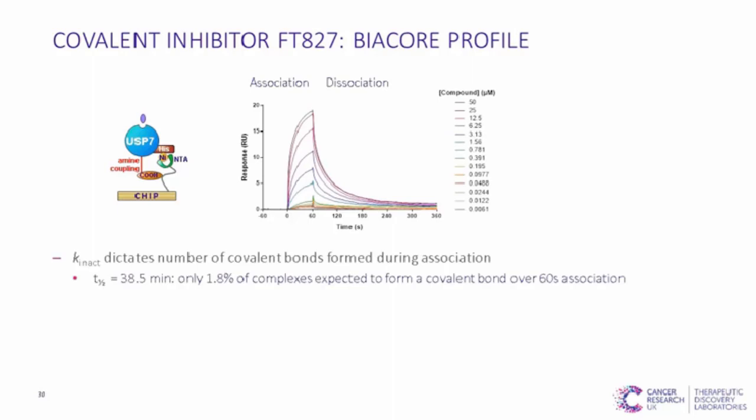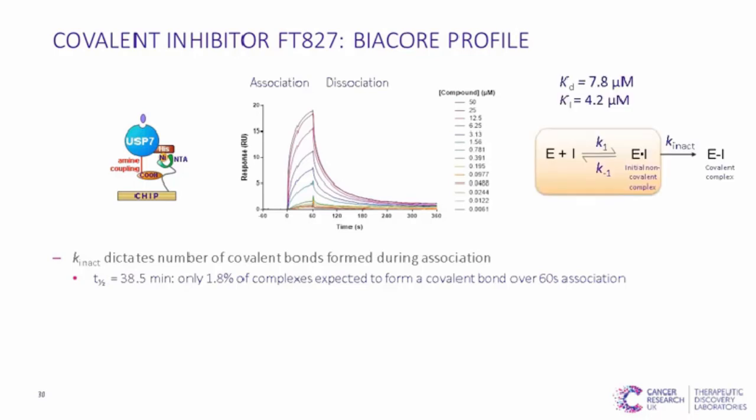And this can be explained because of the relative kinetics of the reaction. So the K-inact, the rate of inactivation for this compound, is quite slow. And so the half-life of inactivation, the time taken to form a covalent bond with half of the enzyme molecules available, is nearly 40 minutes. And because the association phase is only 60 seconds, over that time course we can calculate that we'd expect fewer than 2% of the complexes to form a covalent bond, which explains this profile. If we look at the reaction mechanism, what we're actually measuring over that time course is the first reversible phase.